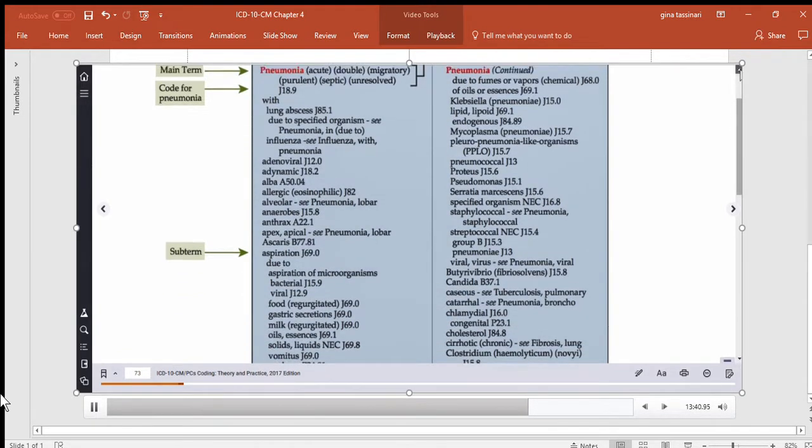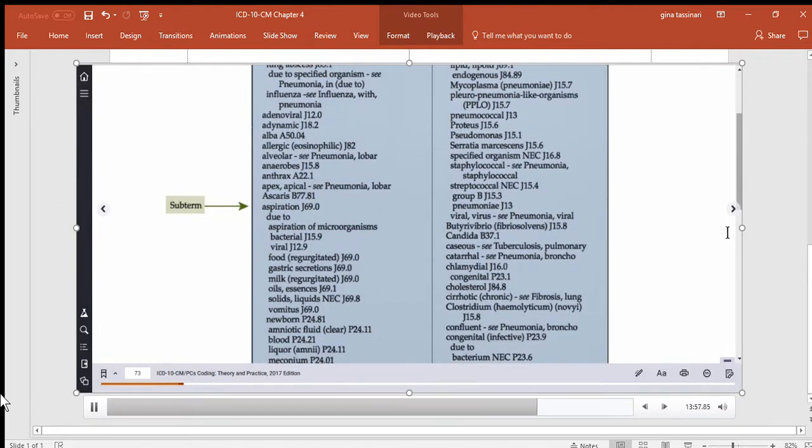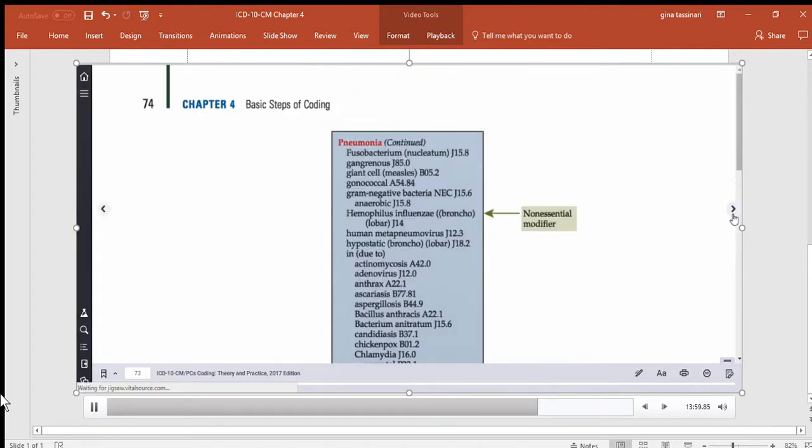Also, if the main term, pneumonia, and all of its subterms continue on to the next column or the next page, you're going to see that they will show the word continue there so that you'll know you are still in that main term. The next page is showing you non-essential modifiers still exist in all your subterms. You could see them in subterms as well as main terms.